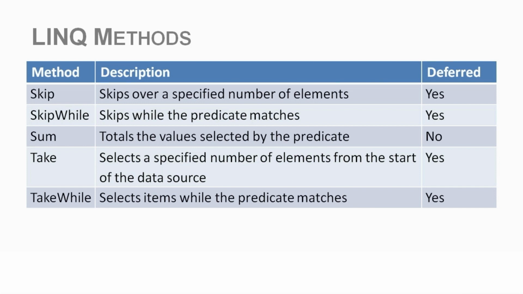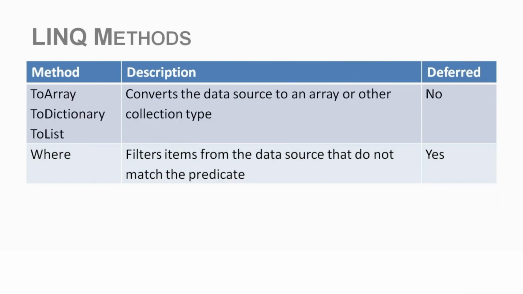We also have an aggregate function called sum, and it simply totals the values selected by the predicate. And we do have methods for converting our collections into arrays, dictionaries, or lists. And of course, we have where clauses. Along with the select, you'll probably use the where just about as often. Often in the where clause, you're using a lambda expression if you're using that dot notation. So that's an overview of LINQ, and I think you'll see it a lot these days in C# code, particularly if you're working with ASP.NET MVC projects.